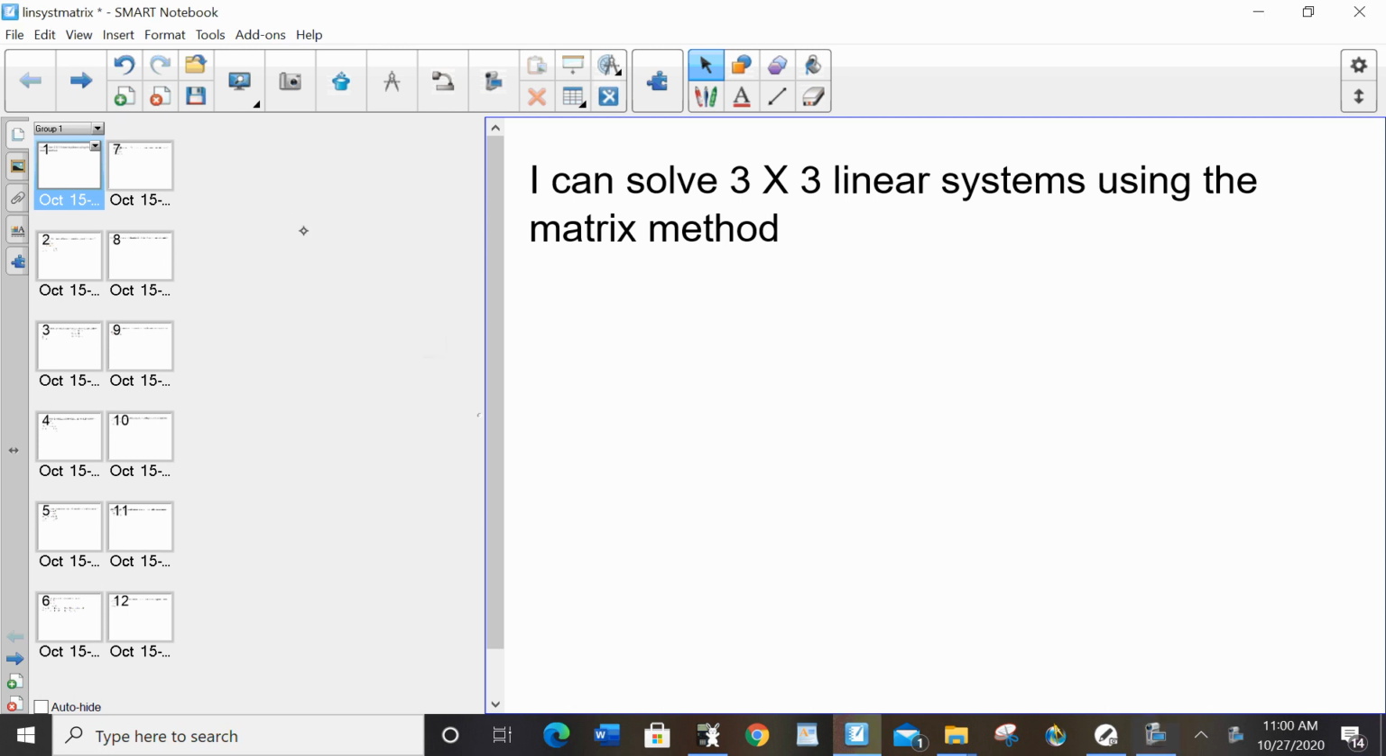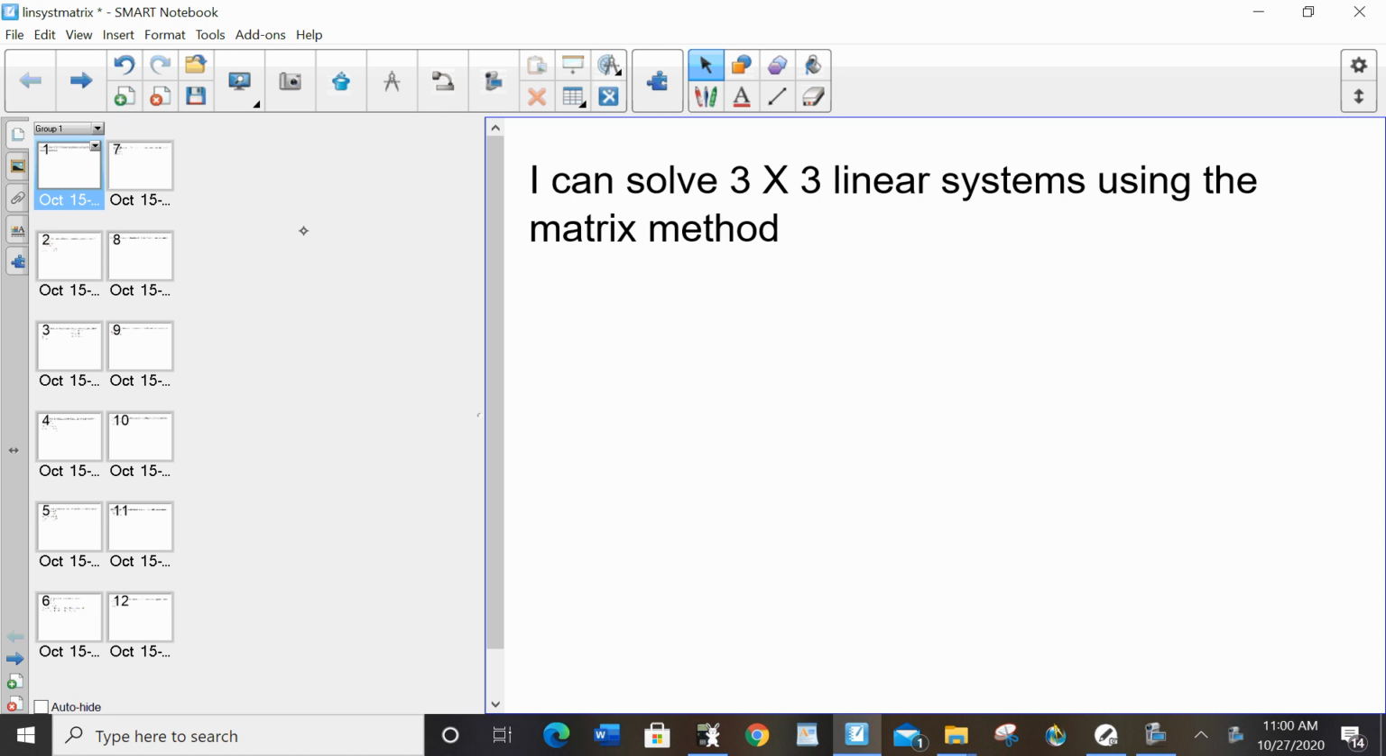Hello everybody, today I can solve 3 by 3 linear systems using the matrix method. We learned how to do it last class with the elimination method, which was a very long procedure. This is going to be a much faster and easier procedure to solve 3 by 3 systems.